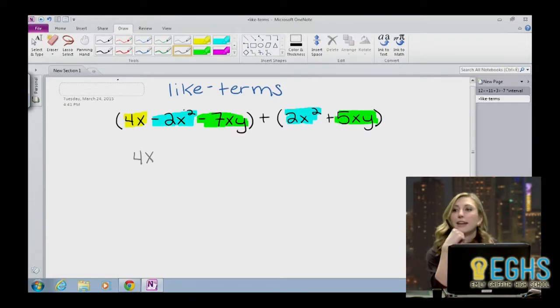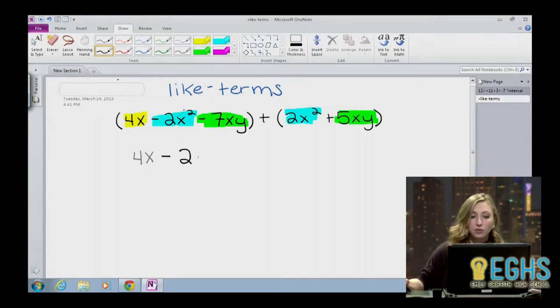Then the next one we're looking at is negative 2x squared. And you can see that there is one other term in this polynomial that has an x squared at the end, and that's 2x squared. And so when we put negative 2x squared plus 2x squared, we actually just get 0x squared. And so we don't need to write anything if it ends up being 0. They end up canceling each other or going away. And then the last one is this negative 7xy. Well, negative 7xy also has another term that has a similar ending, 5xy. And so we're going to put those two together to get negative 2xy.